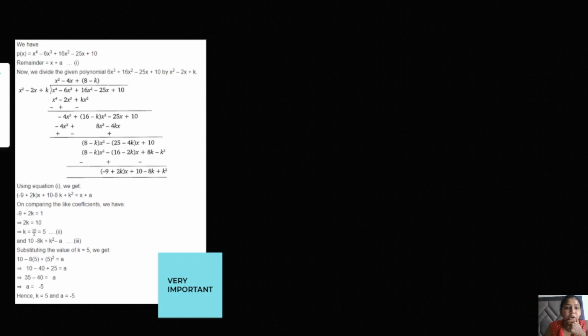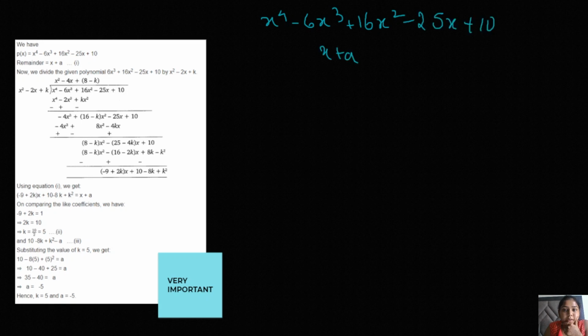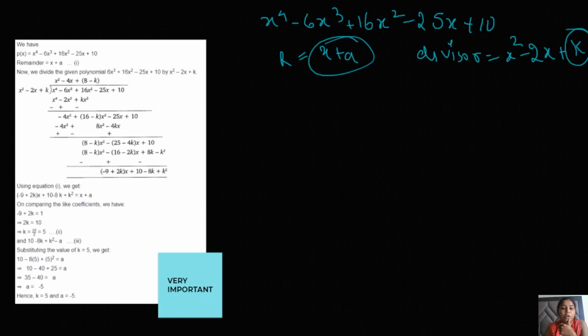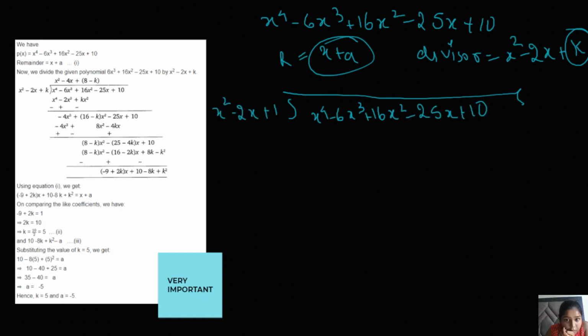This is p(x) equals x⁴ minus 6x³ plus 16x² minus 25x plus 10, right? Now the remainder is given as x plus a. This is the given remainder, and the divisor is given as x² minus 2x plus k. So we have to find the values of k and a. Okay, so we will just divide it like this: x⁴ minus 6x³ plus 16x² minus 25x plus 10, right? And here we will write the divisor part like this, where k is any constant.